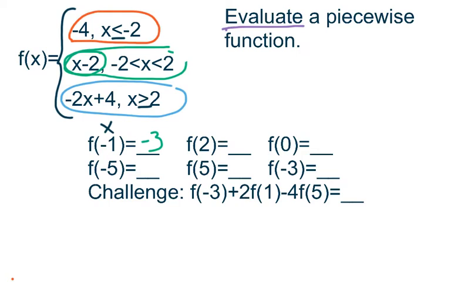So the next one, we're told that x is 2. So we've got to figure out which restricted domain 2 falls under. Is 2 less than or equal to -2? Is 2 between -2 and 2, but notice it's not equal to those? Or last, is 2 greater than or equal to 2? So it definitely falls in the last category. So we're going to use the blue.